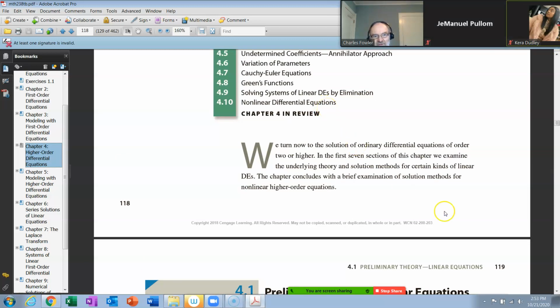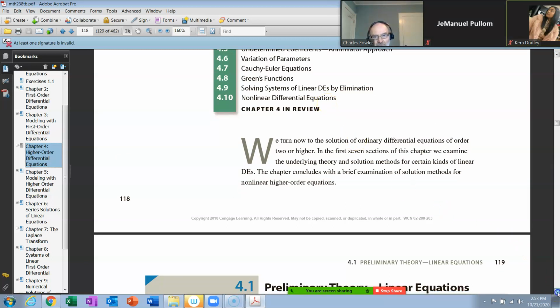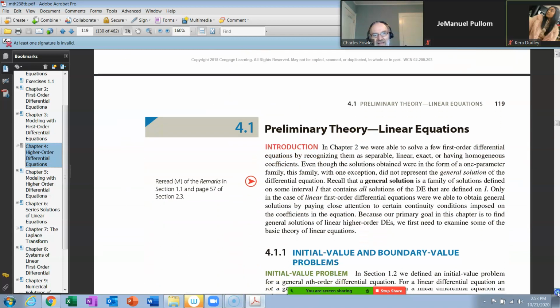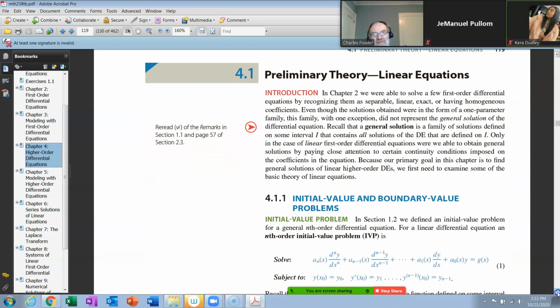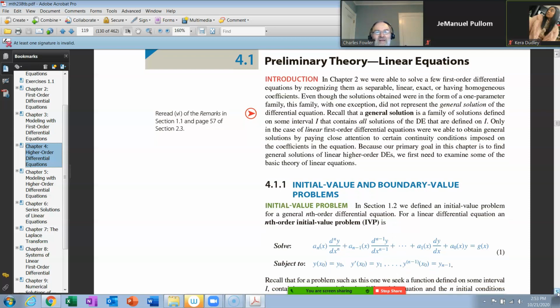Okay, so let's start with 4.1. And again, when they start these first ones, say preliminary theory, usually it takes so long for them to get anywhere because they talk in generalities. They talk around the subject without telling you anything very specific. But it's sort of necessary for what they're going to do later. So here's the preliminary theory here.